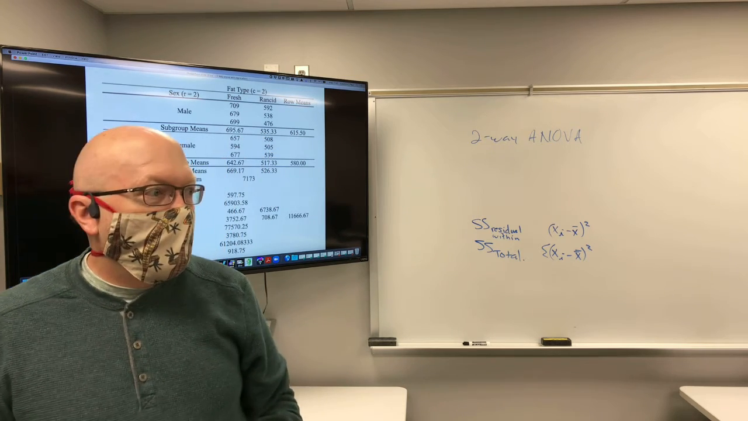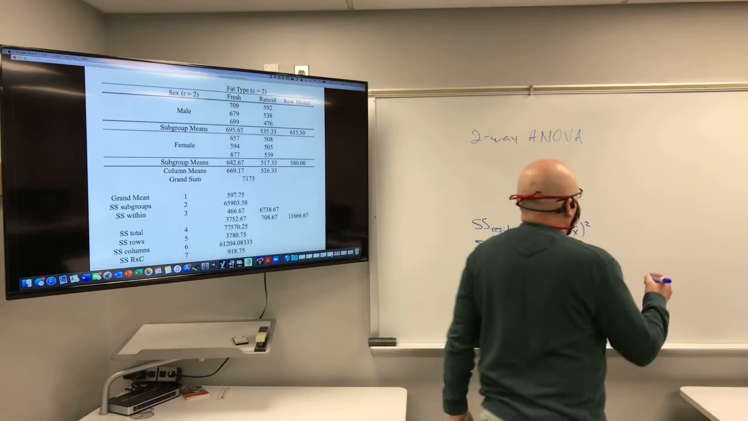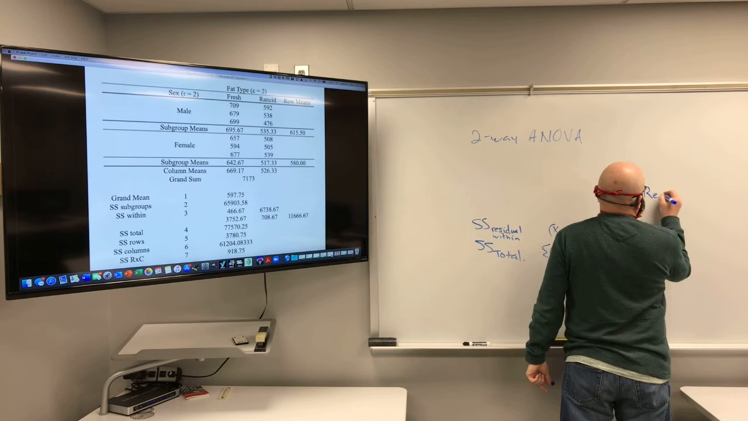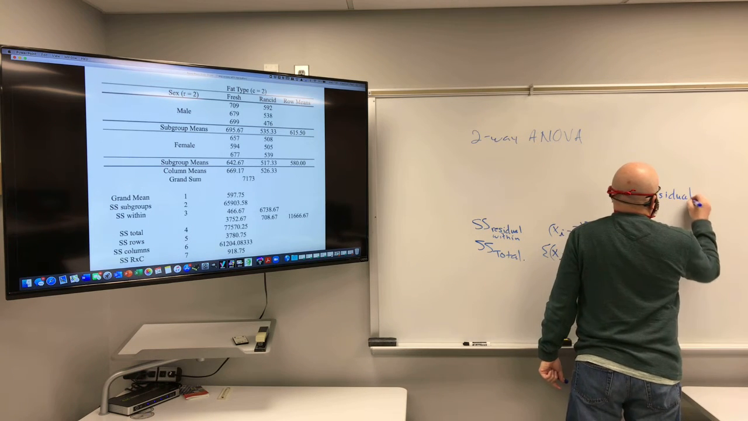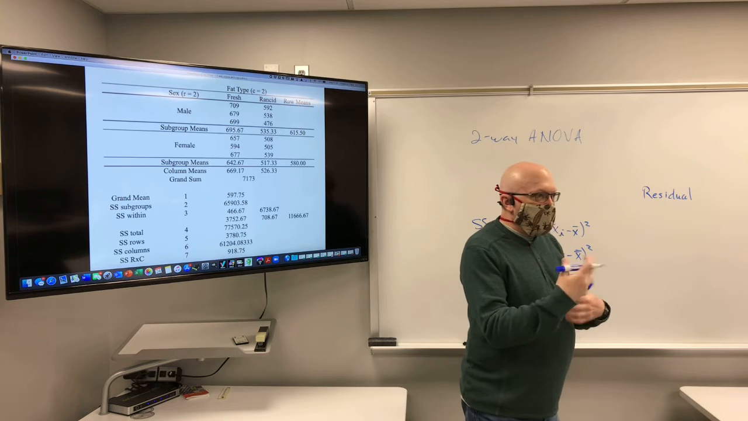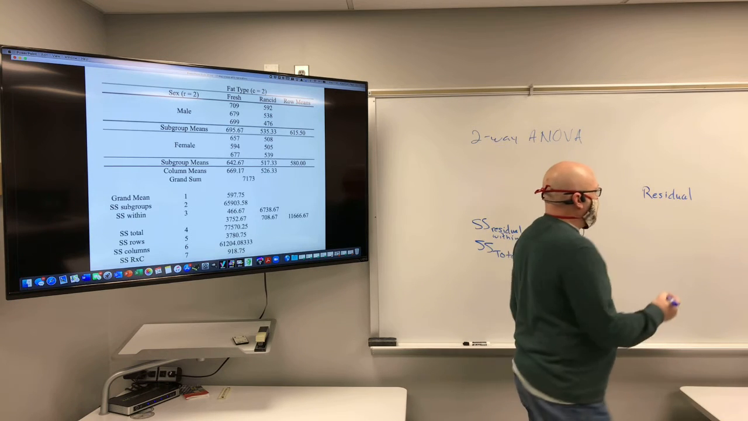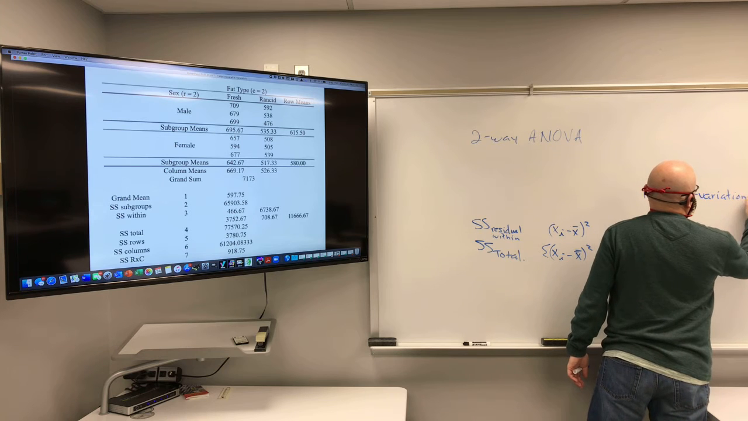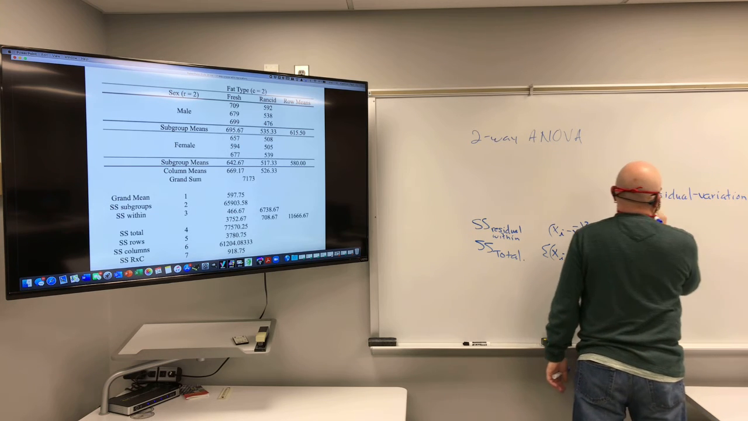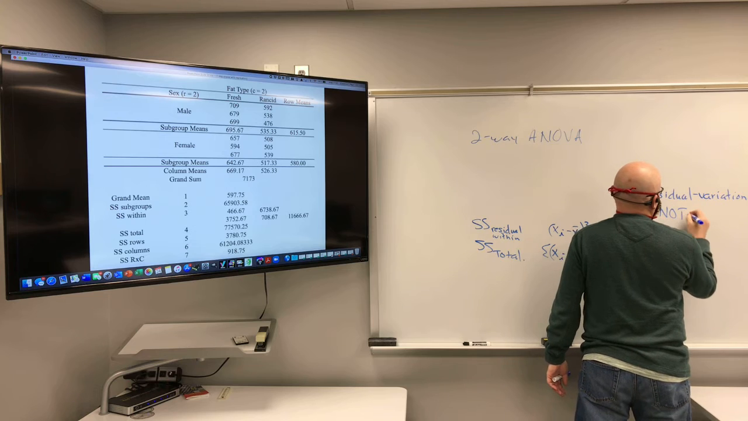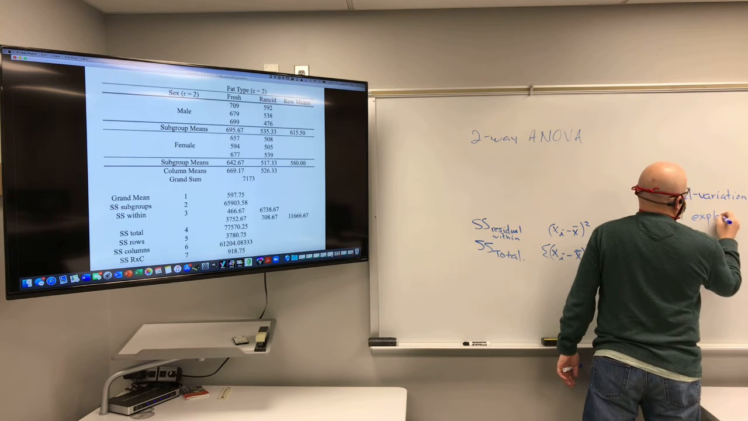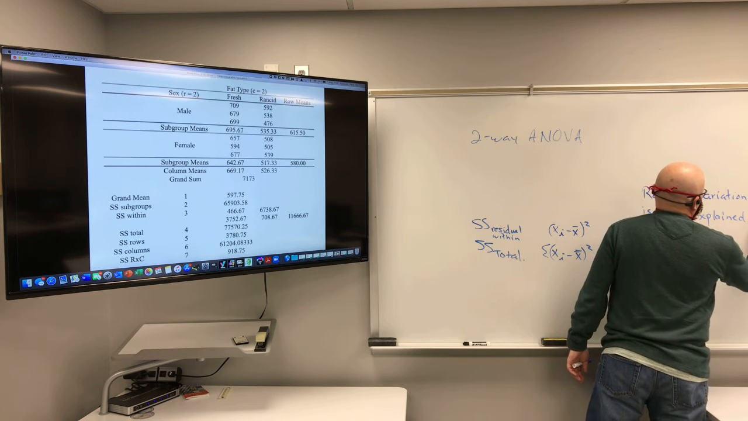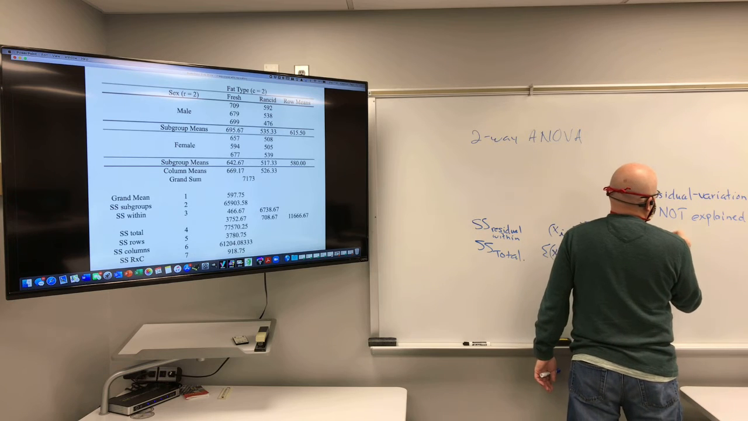So remember that residual variation, residual is just kind of what's left over. It's the variation that is not explained by your factors.